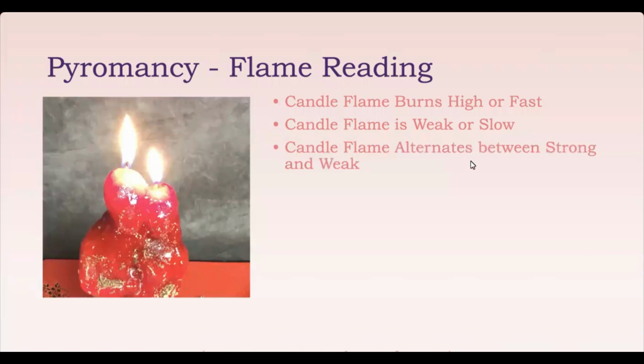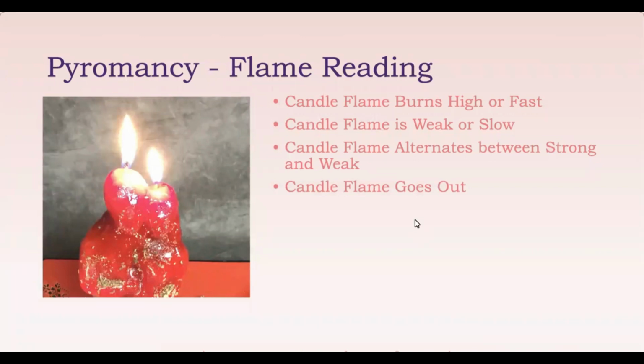If your candle flame alternates between strong and weak, it means an inconsistent energy to your spell. Is there something you can do to make more consistency? If it's a love spell, it may mean the person's hot and cold. If it's a success spell, it means perhaps that you have bursts of energy, but then you have times that you're burnt out. So try to take some real world action to change the situation when you see a flame alternating between strong and weak.